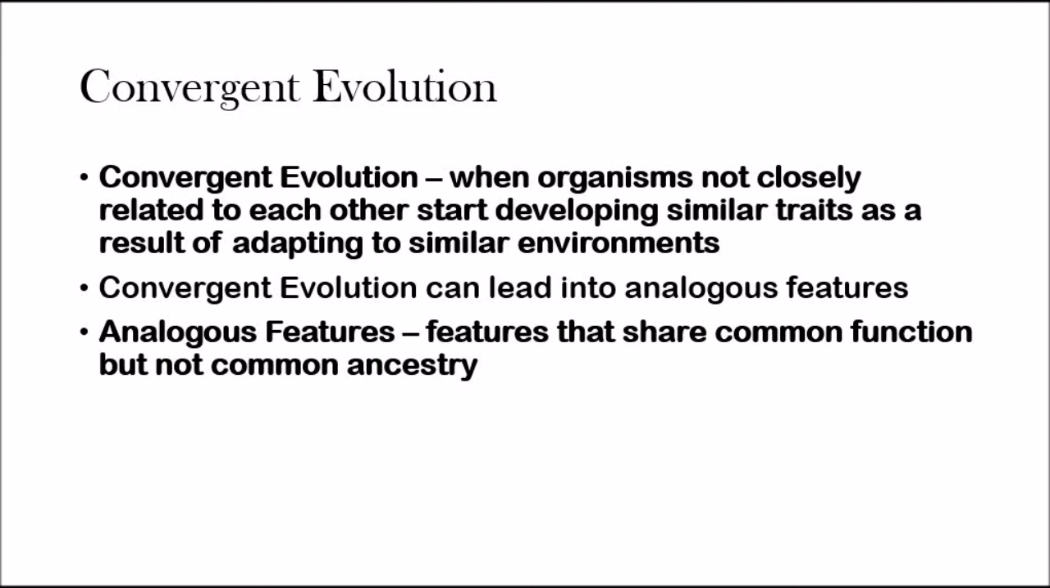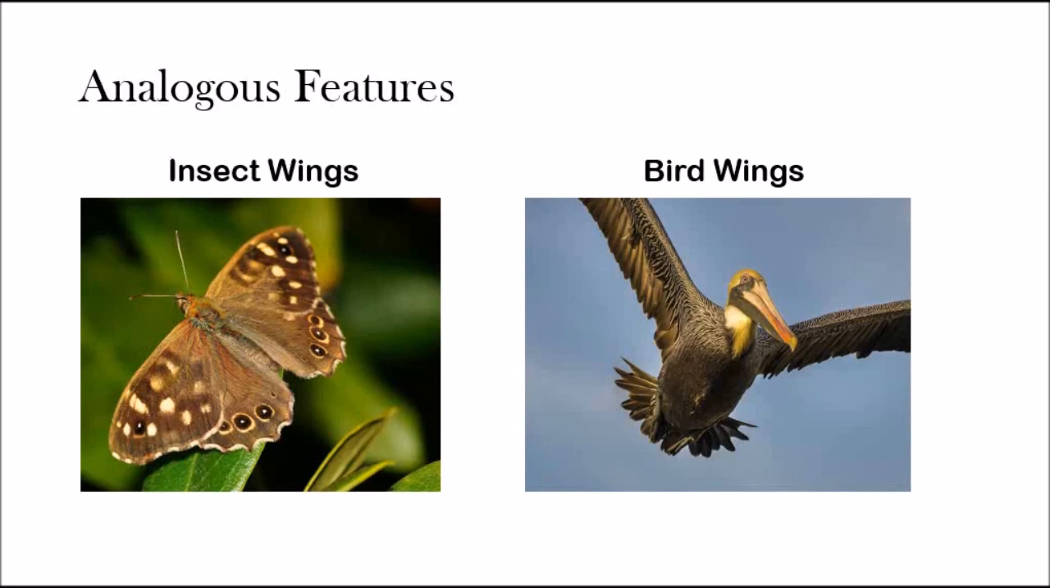Let me give you an example of that. If you look at insect wings and bird wings, insects and birds are not closely related at all. However, because of similar environments, insects and birds have developed wings. So that would be an example of analogous features which have been formed through convergent evolution.